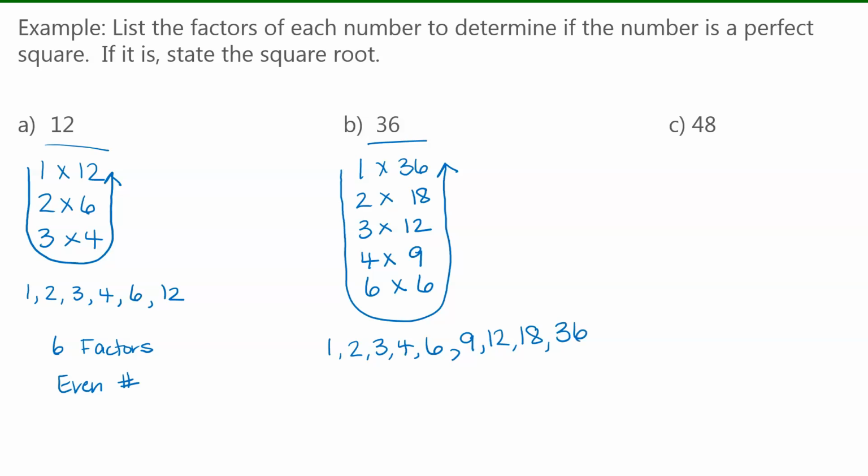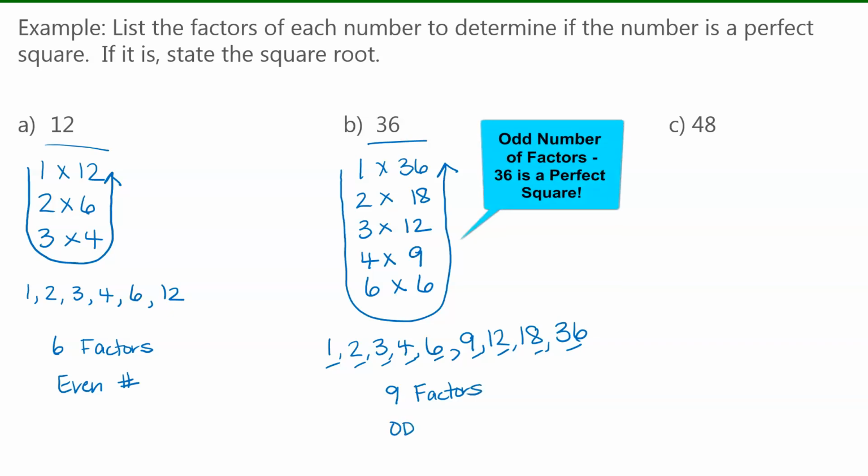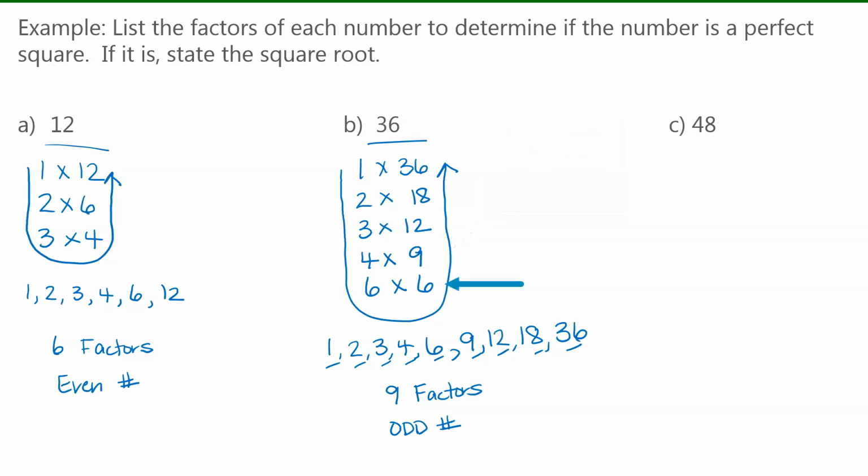So when we count up the factors, we have 1, 2, 3, 4, 5, 6, 7, 8, so there are 9 factors. 9 is an odd number. So because there's an odd number of factors, this number is a perfect square. 6 times 6 gives us 36, but we only write that number down once. All the rest of the numbers form pairs. The middle number will be the square root. So in this case, 6 is the middle number, so 6 is the square root.